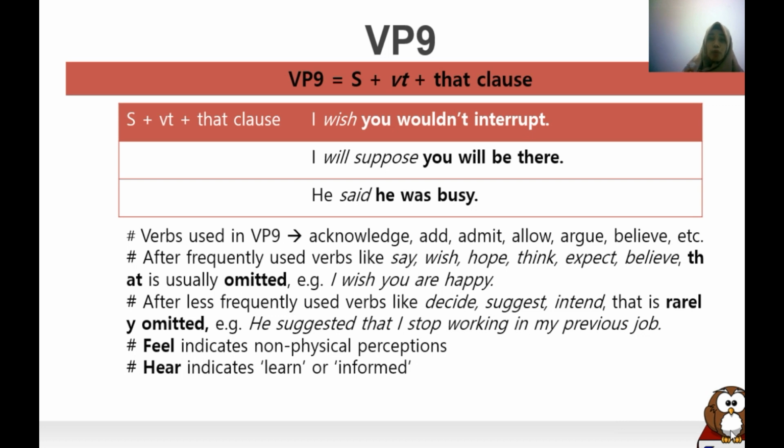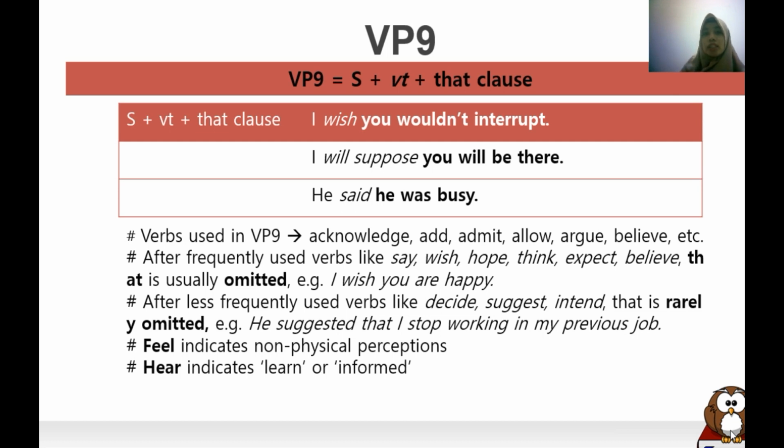Okay, the next one, we have the VP9. The formula is subject plus VT plus that clause. Okay. For example, I wish you wouldn't interrupt. So it should be I wish that you wouldn't interrupt, but that here is omitted. I will suppose you will be there. I will suppose that you will be there. He said he was busy. He said that he was busy.